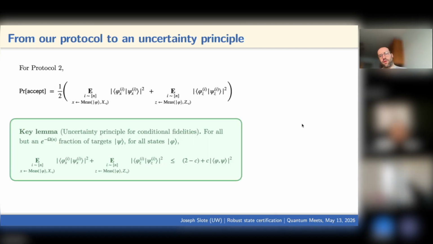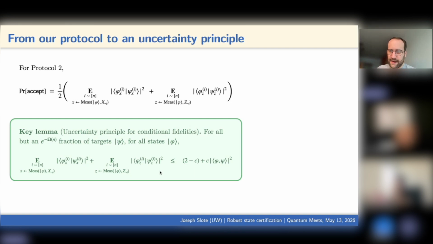And the key lemma that's kind of the whole proof, this is the uncertainty principle. It says that for all but a negligible fraction of target states, for all other states phi, both of these expectations cannot be large unless phi has high overlap with psi. So let's absorb this. The left-hand side is simply twice the probability of acceptance.